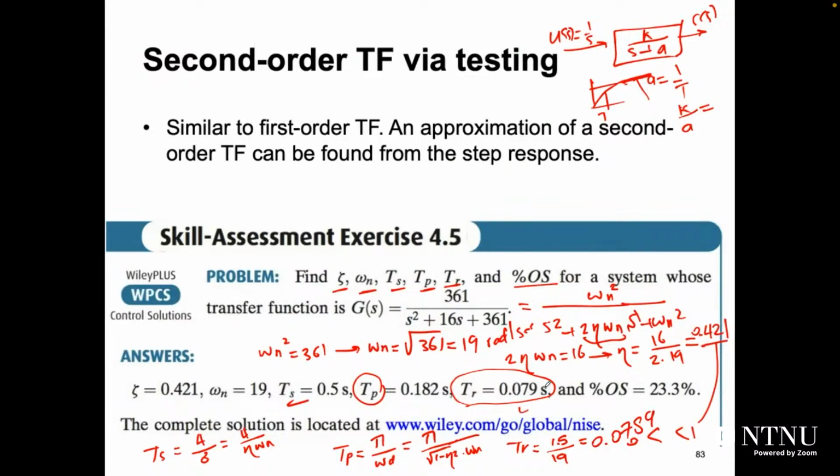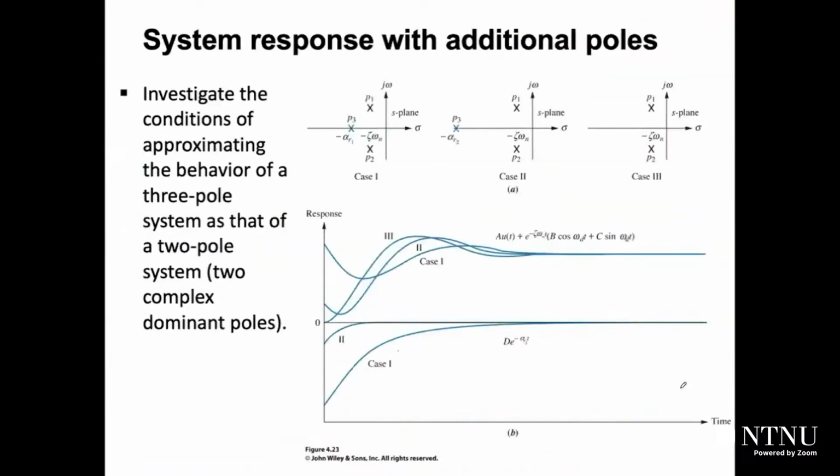Percentage overshoot, we know the equation. It will be exponential of minus pi eta divided by the square root of 1 minus eta squared, multiplied by 100 to be in percentage. Just substitute into this formula and you will get this value. So I guess, yeah, the system response with an additional pole.